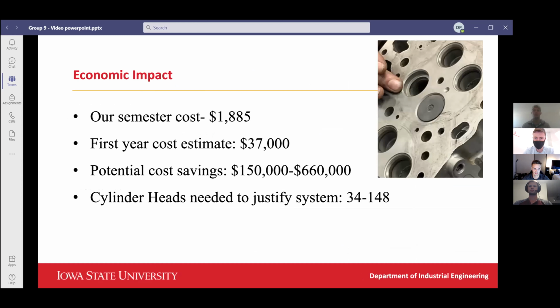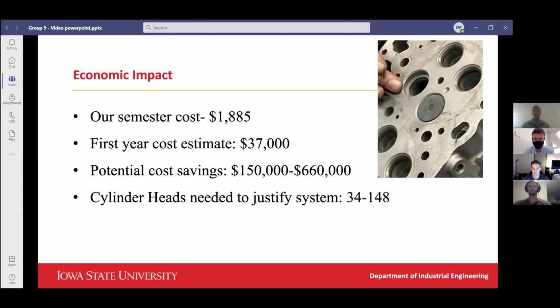So this semester, our project cost about $1,885. That is from the billable hours of the employees at Midwest Cylinder Head, as well as our camera and equipment setup. That was about $1,600. Our estimated cost of the first year was about $37,000. That was from the cost of our equipment that we used, and an estimate of about 8 hours a week at $85 an hour for a whole year.